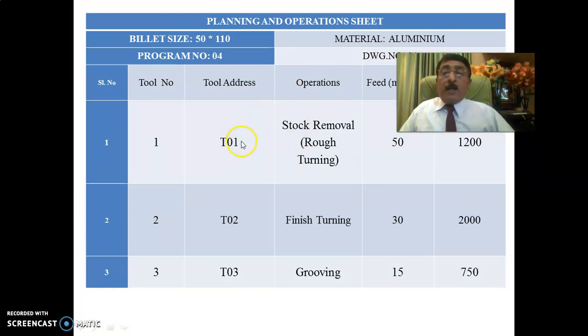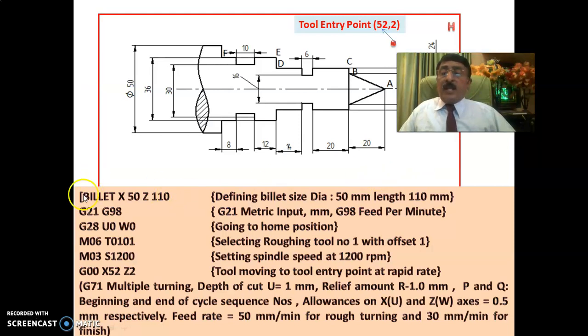I'm using three tools, T01, T02, T03. One is for rough turning, one is for finish turning, one is for grooving. Feed is 50 mm per minute for roughing and 30 mm per minute for finishing and 15 mm per minute for grooving. And these are all the speeds: 1200 for rough turning, 2000 for finishing and 750 for grooving. Now as you see here, billet X50, Z110.